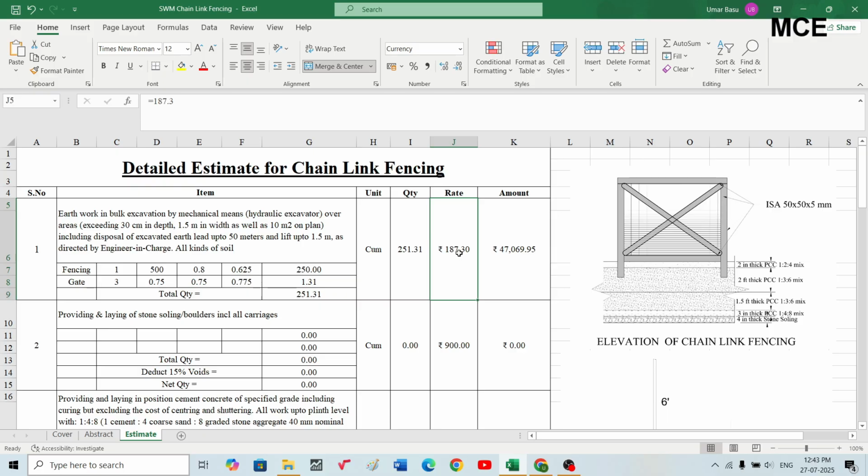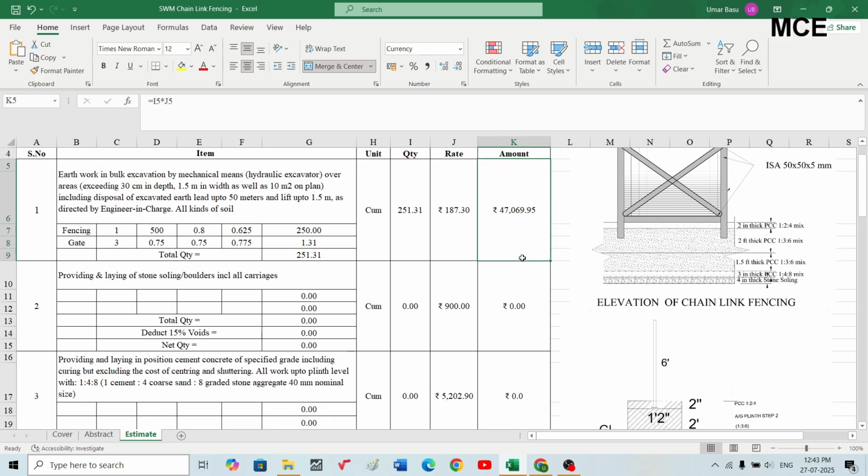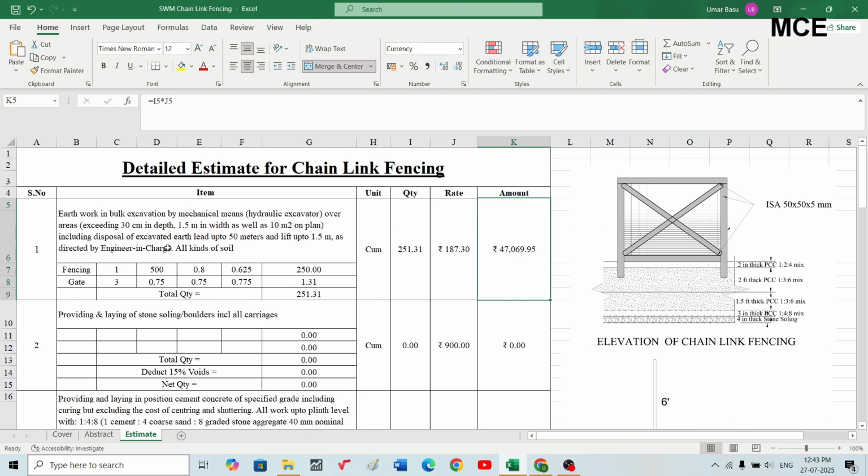Rate of this item in the SOR, okay, which will differ according to your region. Here for my region, rate for this item is 187.30 Indian rupees. So total amount for this will be 47,069.95 Indian rupees. Okay, this is the first item, earthwork in bulk excavation.